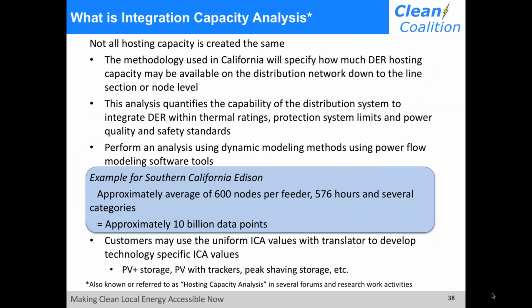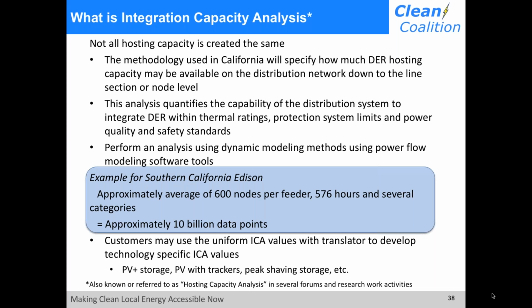The methodology used in California will specify how much DER hosting capacity may be available on the distribution network down to the line section or node level. This analysis quantifies the capability for the distribution system to integrate DER within thermal ratings, within protection system limits, and power quality and safety standards. This is analyzed using dynamic modeling methods built on power flow modeling software tools. These values are updated every month, and critically, they meet the standards required for utility engineers to use in reviewing applications.